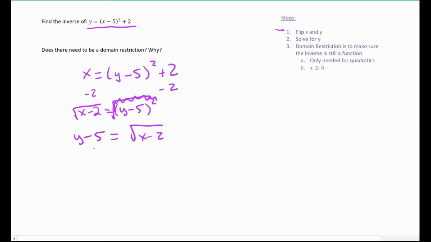Just flip to which side this is on because I'm eventually going to want y on the right. And finally, I have y equals the square root of x minus 2, plus 5. Now, there is my inverse, so f negative 1 of x.